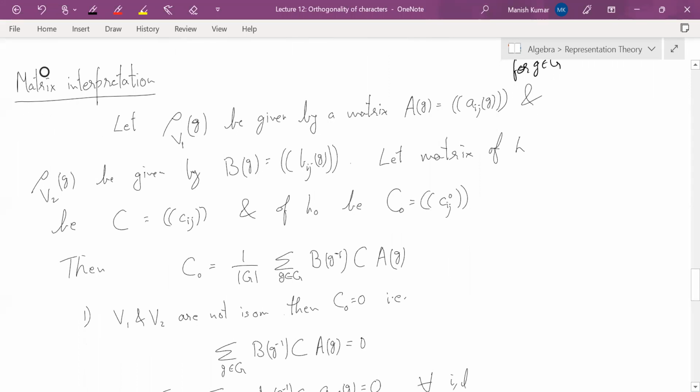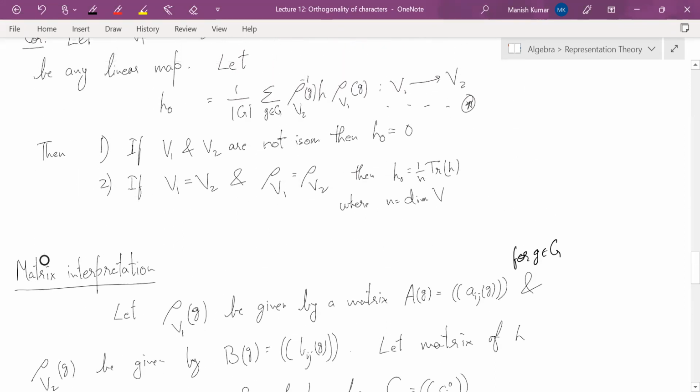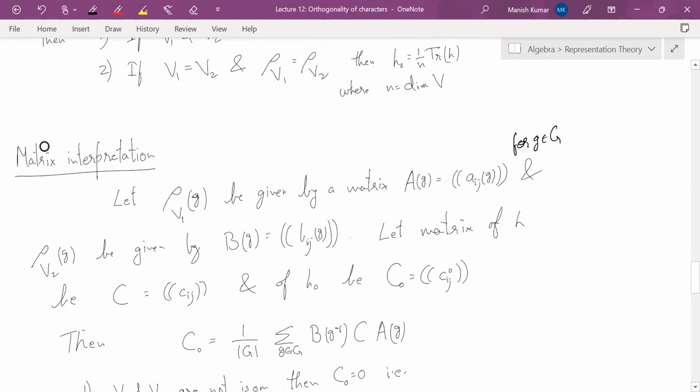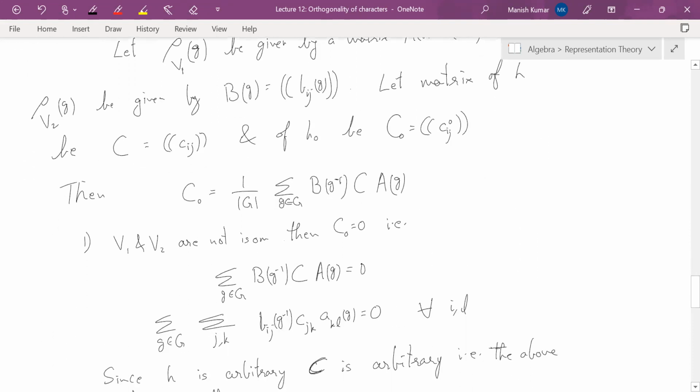Then the definition of H0 tells us that C0, A, B, and C have the following relation. C0 is 1 over |G| times the sum over G in G of BG inverse C AG. It's rho V2 G inverse, but that is the same, because remember rho is a homomorphism, so you can put this inverse inside. So we get this matrix identity.